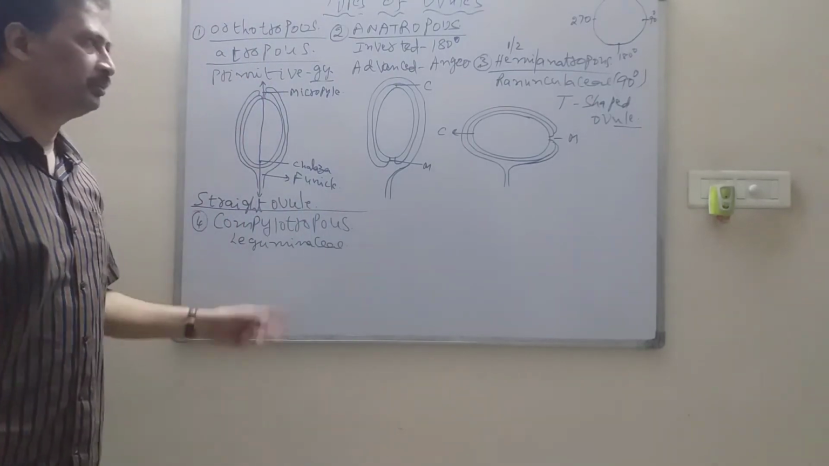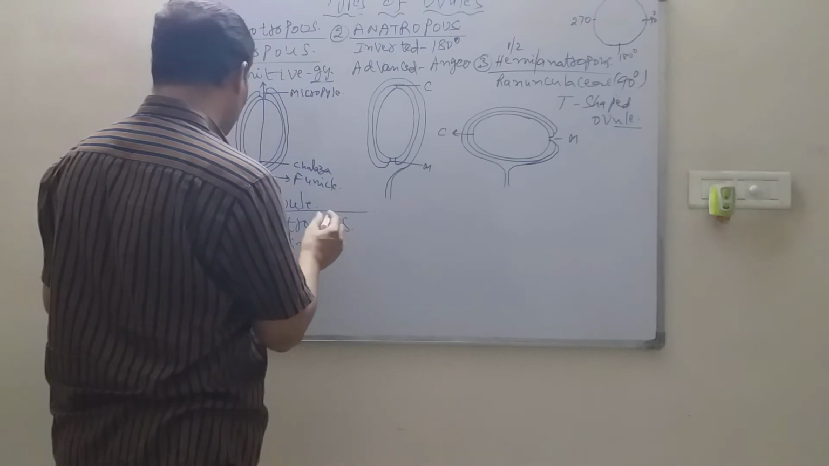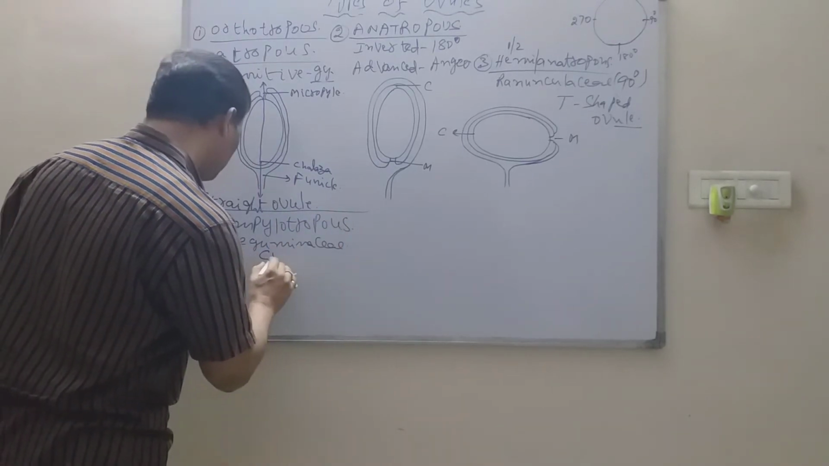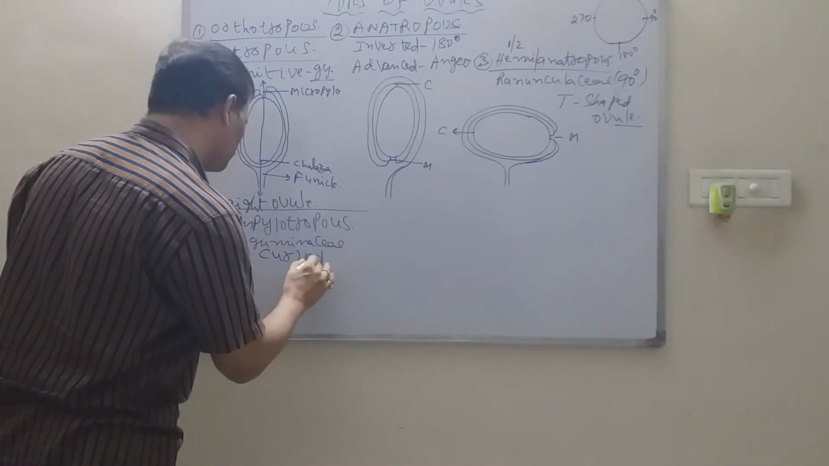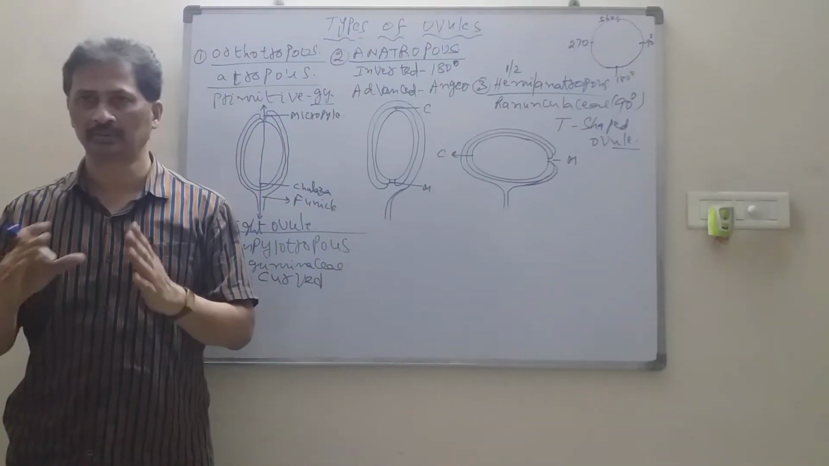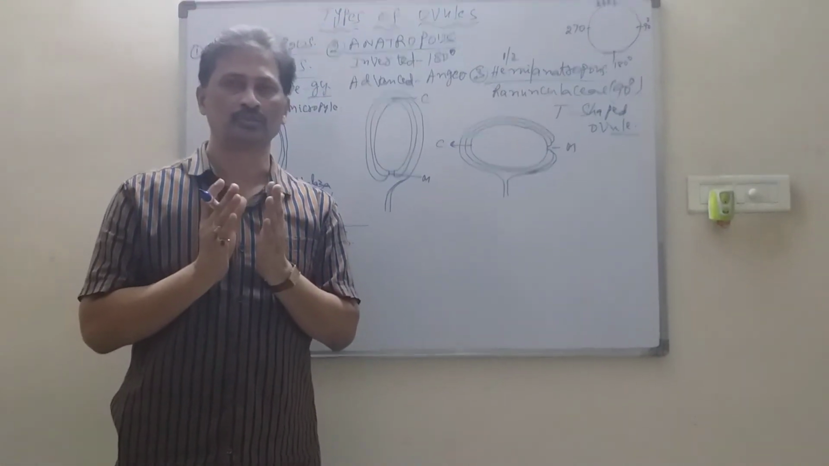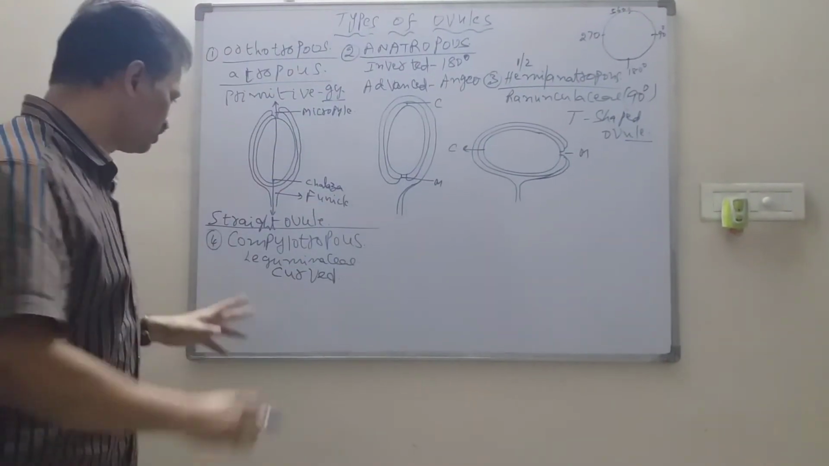Campylotropous. What is the meaning of campylotropous? Campylotropous is otherwise called the curved ovule. Curved, that means a certain curve appears in the body of the ovule, so that is called the curved ovule. So what is that curve?